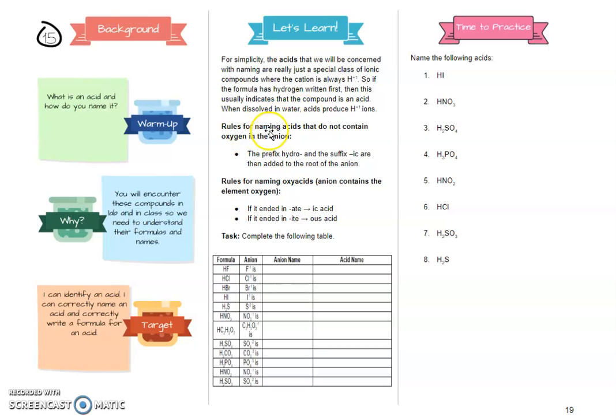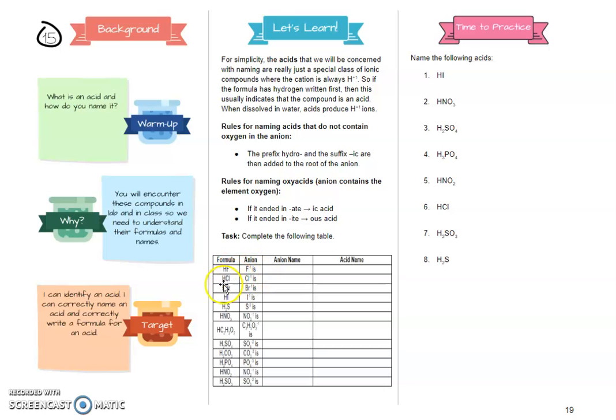Now, to name them, there's two basic rules: if they do not contain oxygen or if they contain oxygen. With ones that do not contain oxygen, you add hydro in the front and ic at the end. And then if they do contain oxygen, so oxyacids, if it ended in ATE, it is now IC. If it ended in ITE, it is now OUS. So as we look at practicing that today, I'm going to be constantly saying, does it have oxygen in it or no? Because it's going to be treated differently if it has oxygen versus if it does not have oxygen.